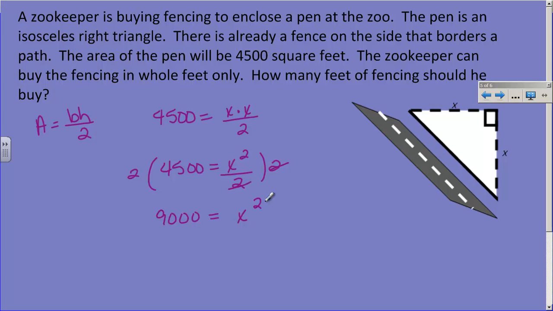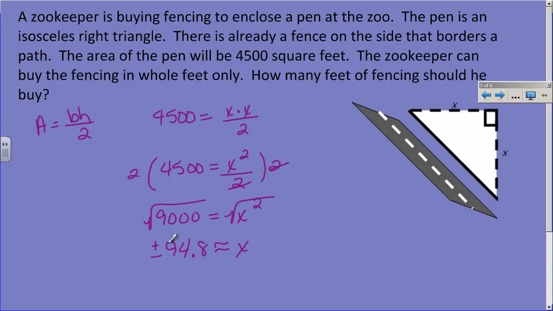And I need to get x because I'm trying to find out how long each one of those sides are. So I'm going to take the square root of 9,000, which is 94.8. Now it says that he can buy this in whole feet only. So if he buys 94 feet of fencing, this actually comes out to about 94.8, plus or minus. But he can buy only whole feet. If he buys only 94 feet of fencing, is that going to cover one side of his pen? No, because he's still got 8/10 of a foot. So he needs to buy 95 feet of fencing for each side of his pen.